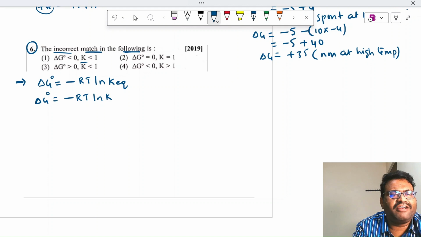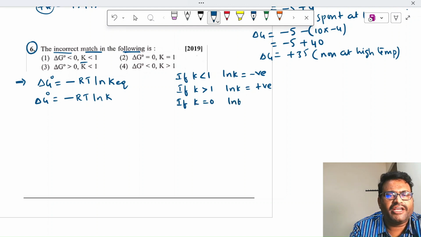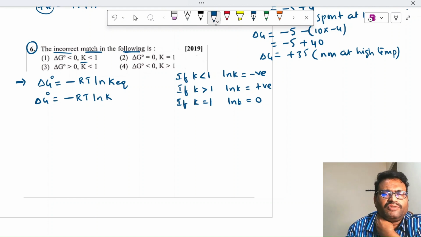If K is less than 1, then what will be log K? It will be negative. If K is less than 1, log K will be negative. If K is greater than 1, log K will be positive. If K is equal to 1, log K will be equal to 0, right?